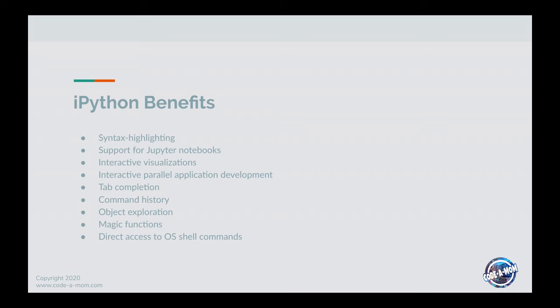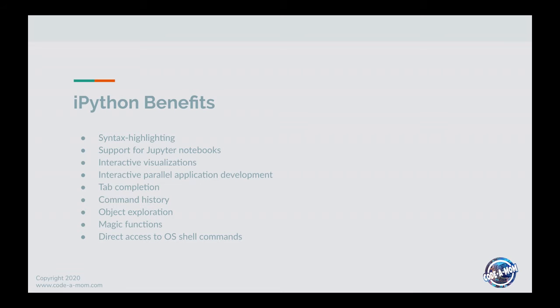Object exploration is basically allowing you to look at the internal documentation of data structures within Python, so you don't have to pull up a separate Python documentation window. You can pull that information up straight within iPython.